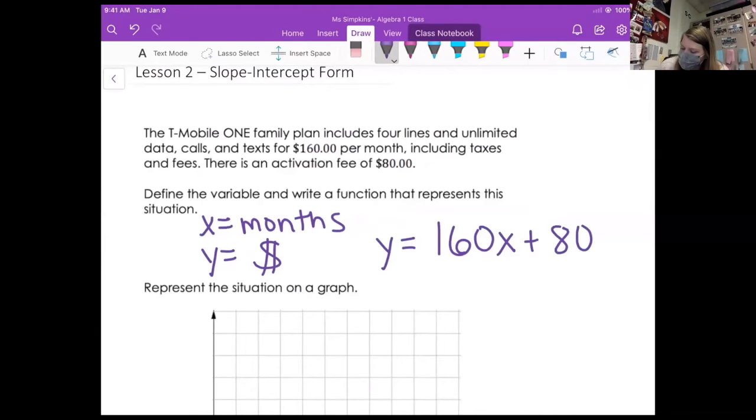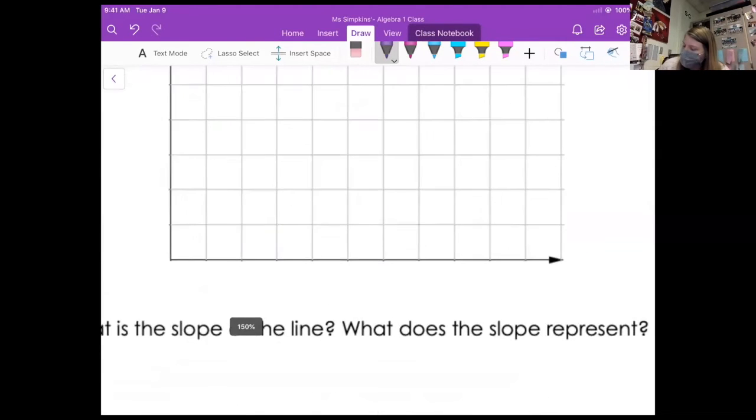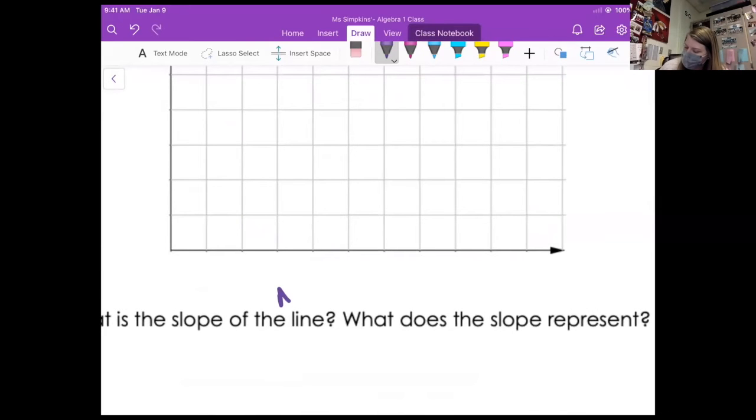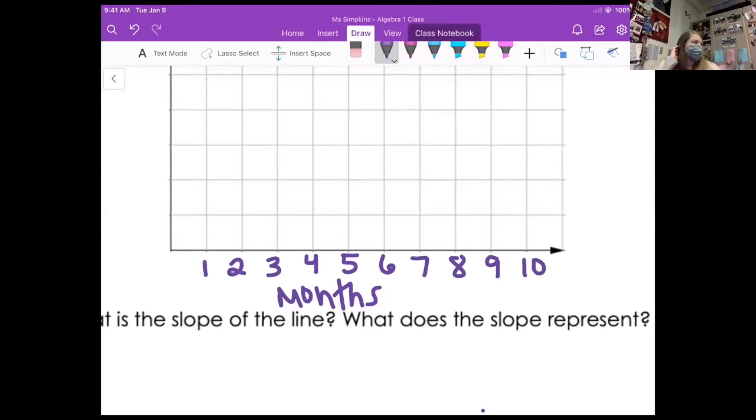Okay, so let's graph it. On our x-axis, remember x-axis is months. You're just going to count by ones. 1, 2, 3, 4, 5, 6, 7, 8, 9, 10 months.